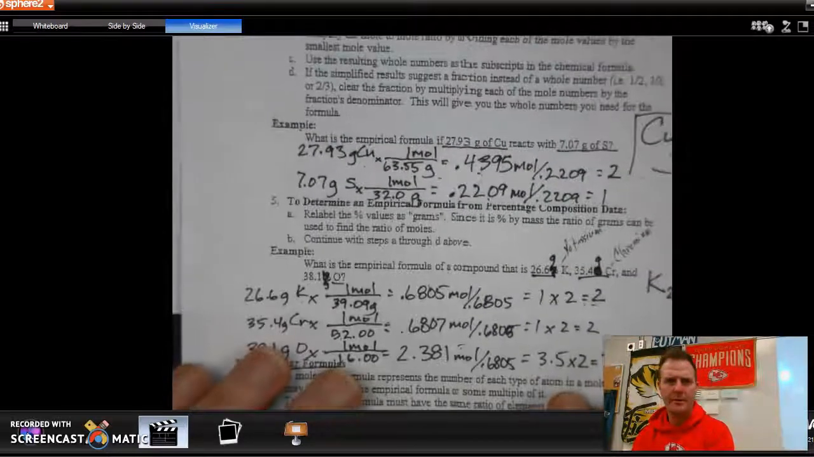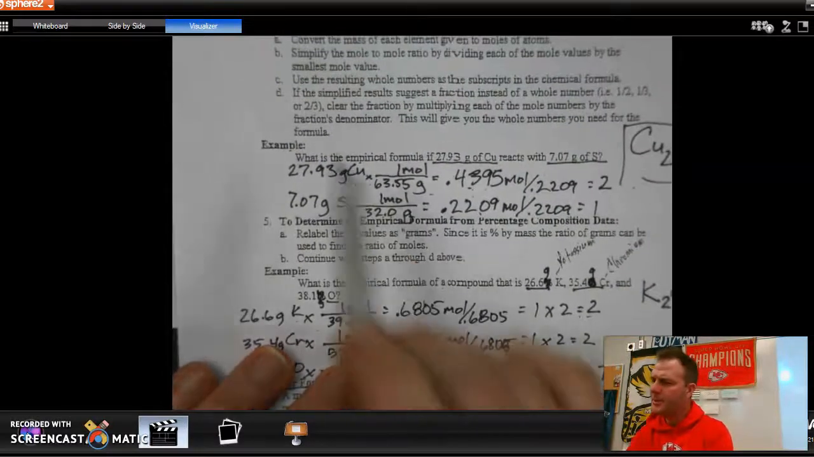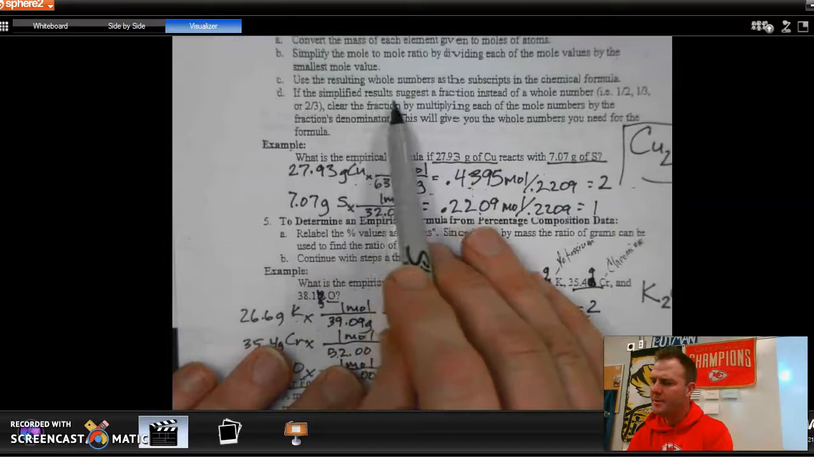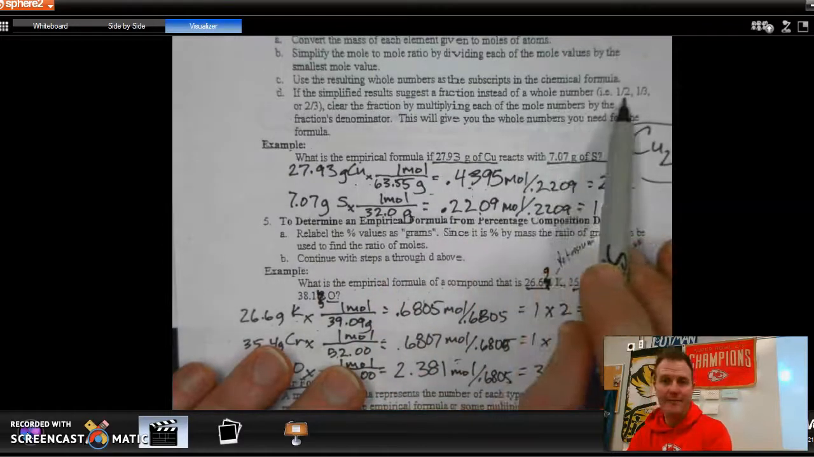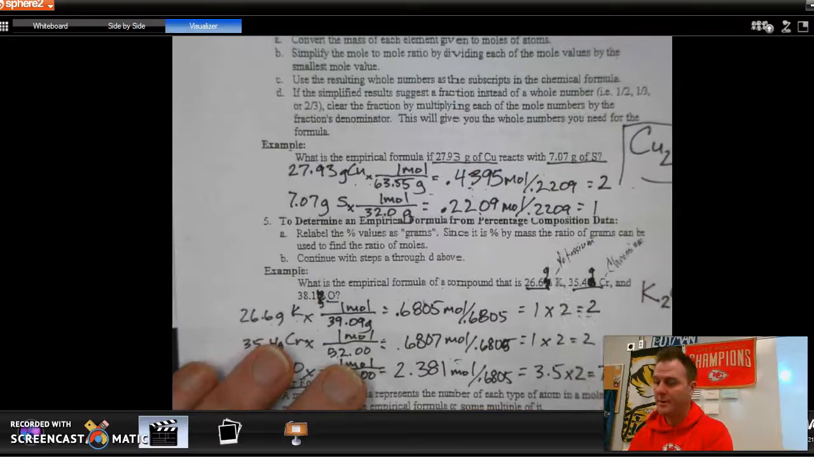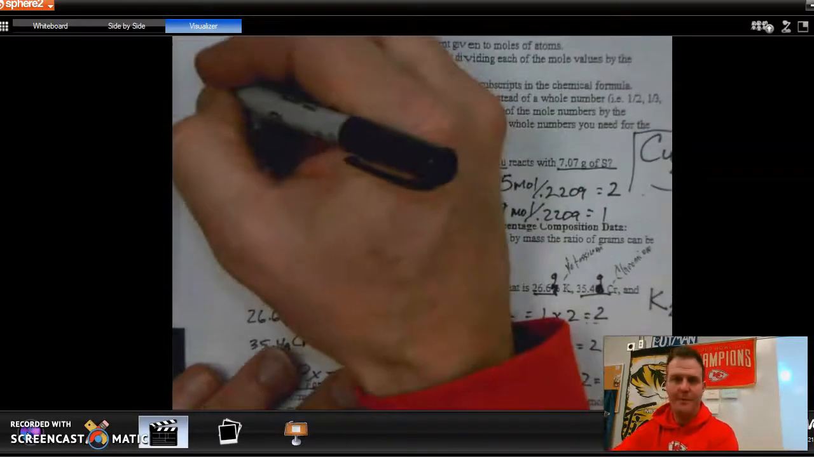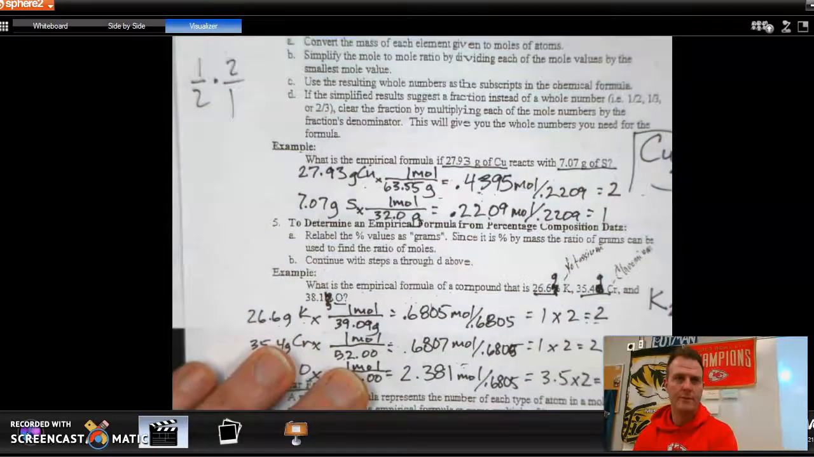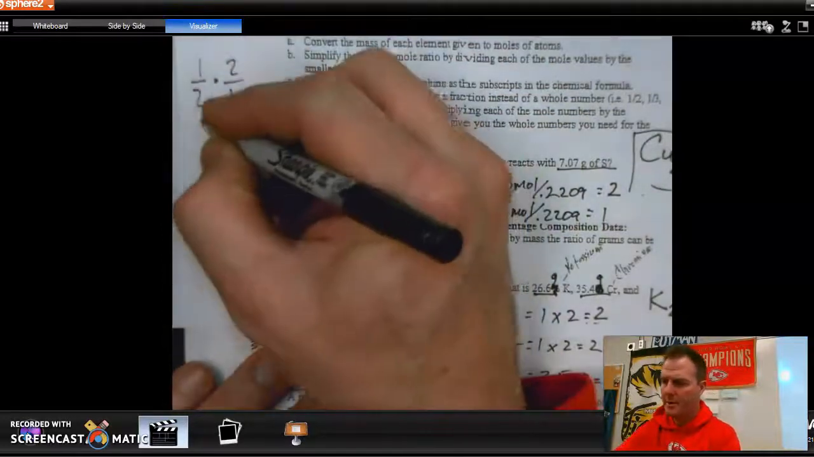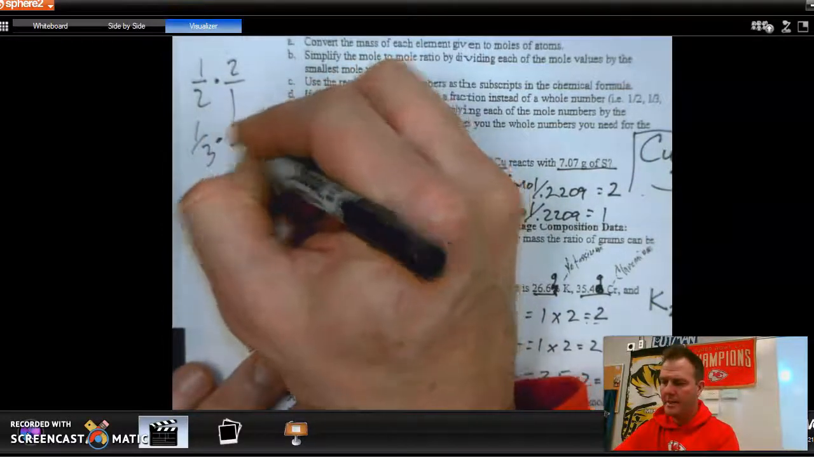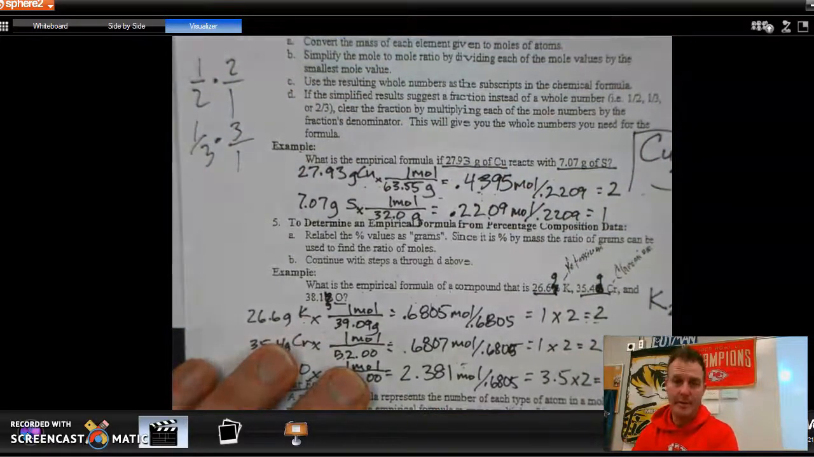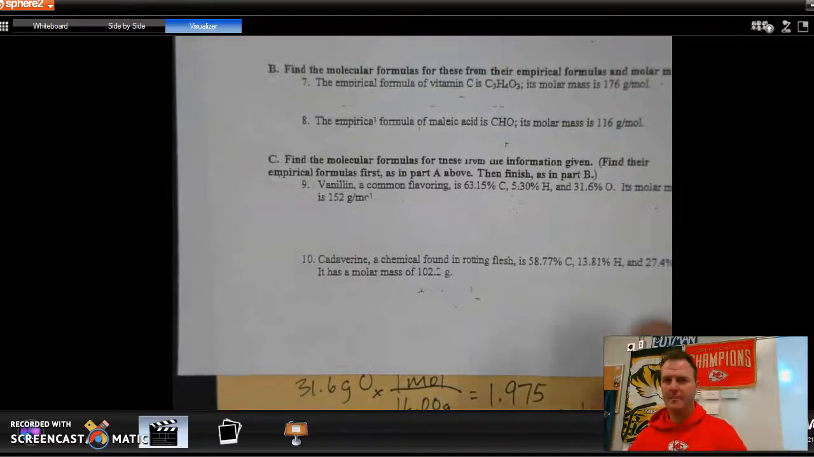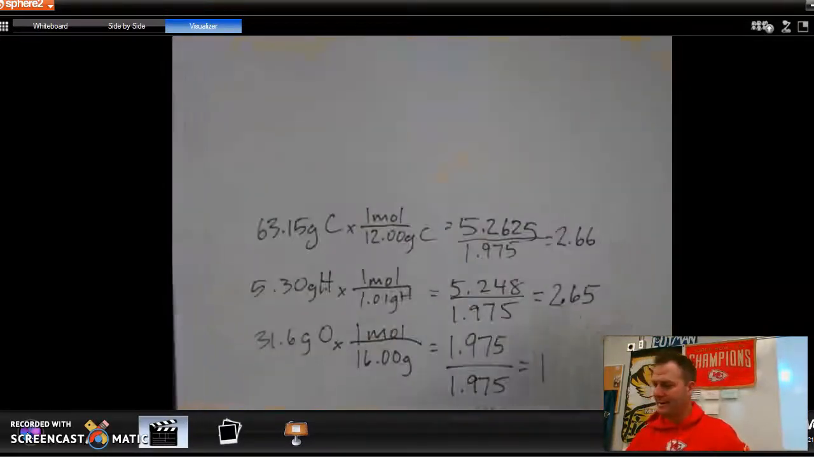Okay, now if you look up in your notes, here, if the simplified results suggest a fraction, like a half, or a third, or 2/3, you're going to have to clear the fraction by multiplying the denominator. So if it was a half, you'd have to clear it by the reciprocal, 2/1. If it was a third, you'd clear it by just multiplying by 3/1, or 3. Okay, no big deal.